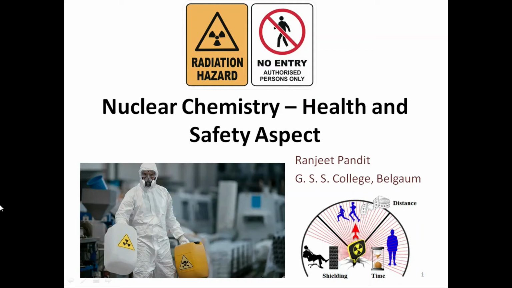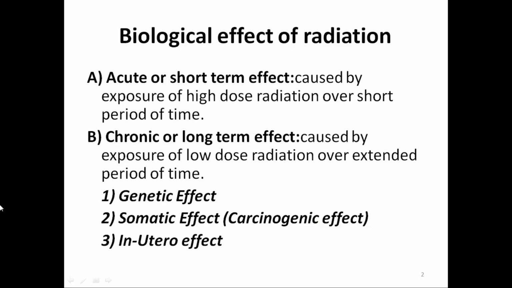Good morning, students. Today we are going to learn nuclear chemistry, the health and its safety aspects. So first we are going to learn the biological effects of radiation. There are two basic effects. The first one is acute or short-term effect, and second is chronic or long-term effect.